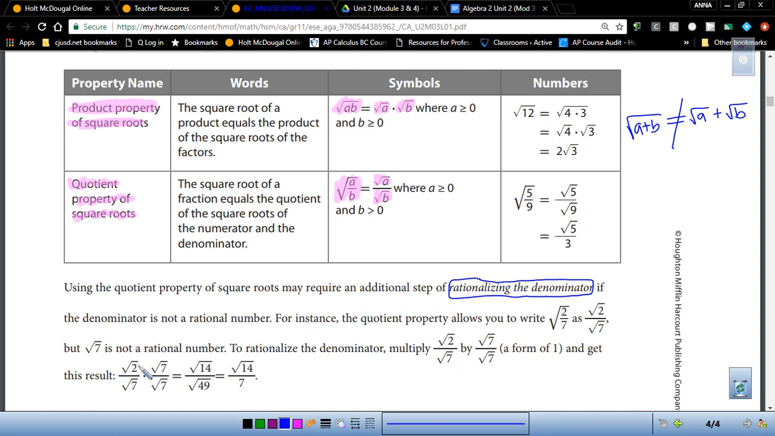So by doing that, the square root of 2 times the square root of 7, I can use my product property of square roots to get the square root of 2 times 7, which is the square root of 14. In the denominator, the square root of 7 times the square root of 7 is the square root of 49, and this simplifies for us because the square root of 49 is a whole 7. So the square root of 7 times the square root of 7 became a whole 7. And so this is now a rationalized fraction.